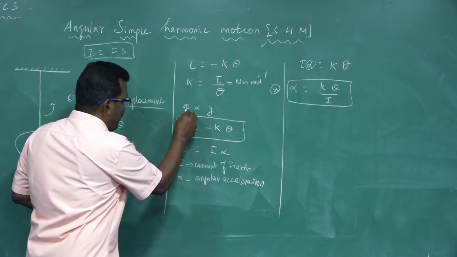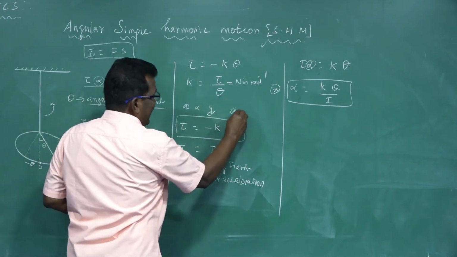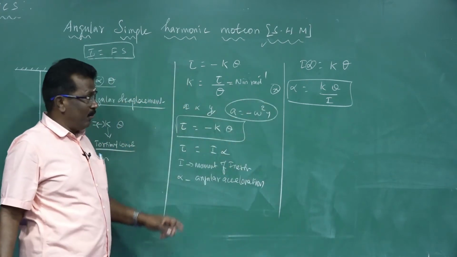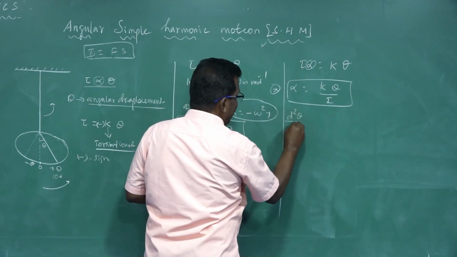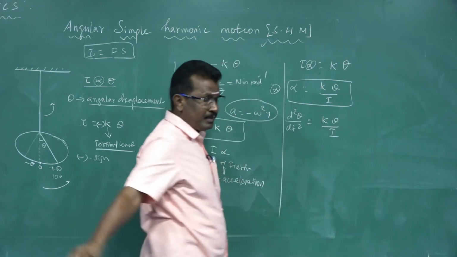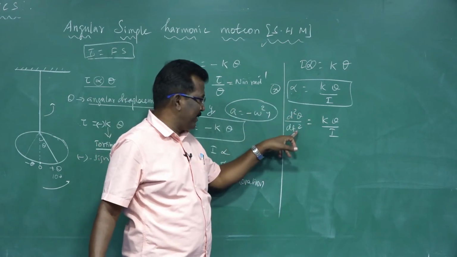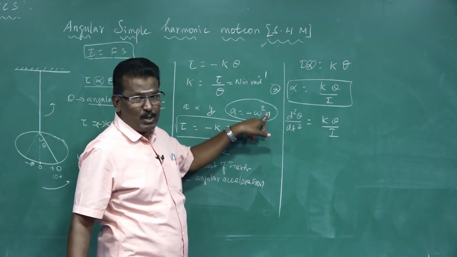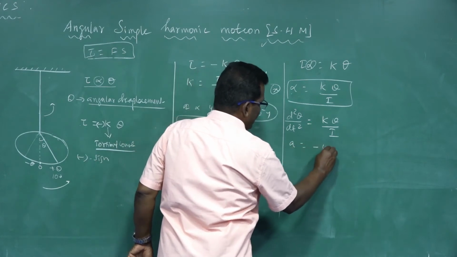We know that acceleration A is proportional to y, or A is equal to minus omega square y. In the differential equation, alpha, that is angular acceleration, can be written as d square theta by dt square, which is equal to k theta by I. We know acceleration A is equal to minus omega square y.